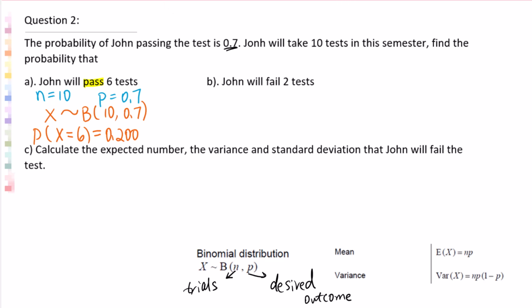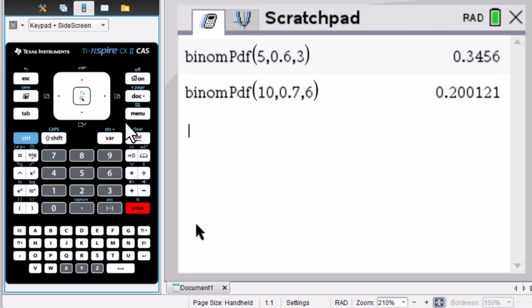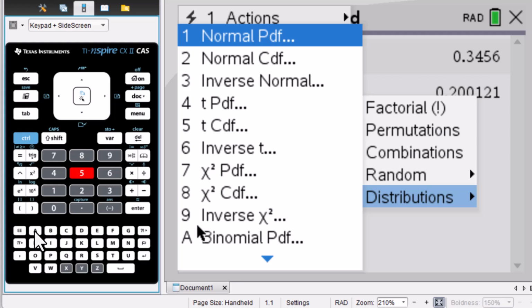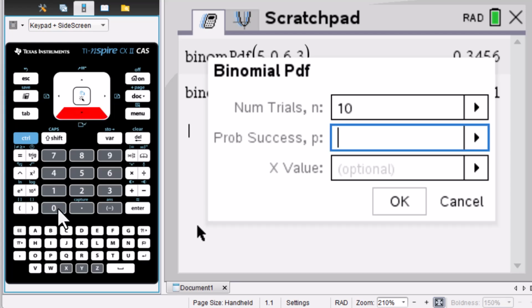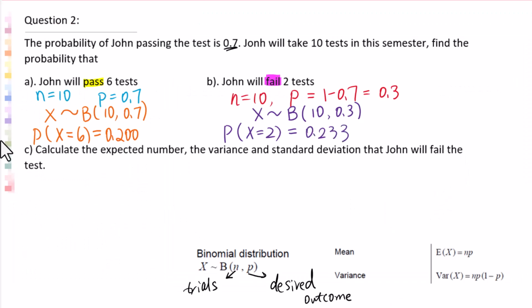B, John will fail 2 tests. Keyword is fail. n is 10. The probability of failing the test is 1 minus 0.7 equals 0.3. And X follows binomial distribution with 10, 0.3. P of X equals 2 equals, go to calculator, menu, 5, 5, 8, 10. P is 0.3 instead of 0.7. 2, enter. 0.233.